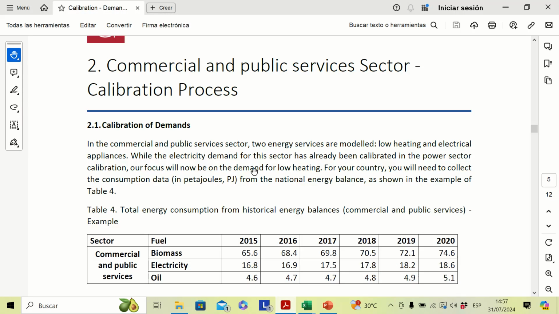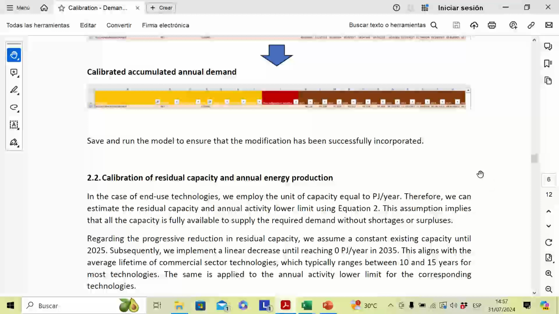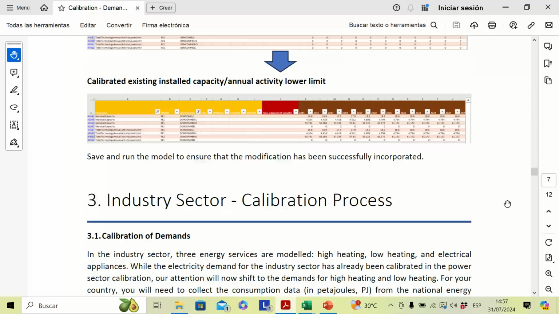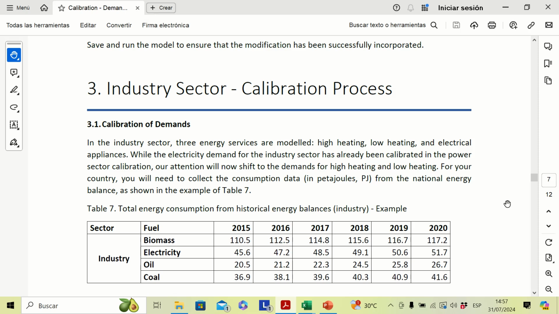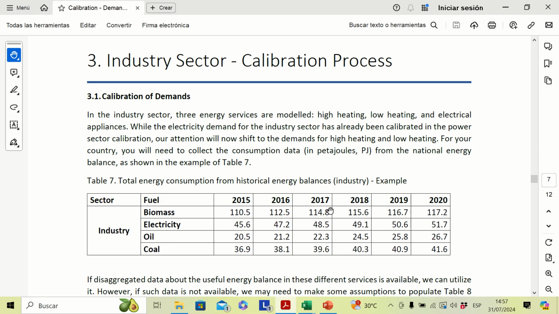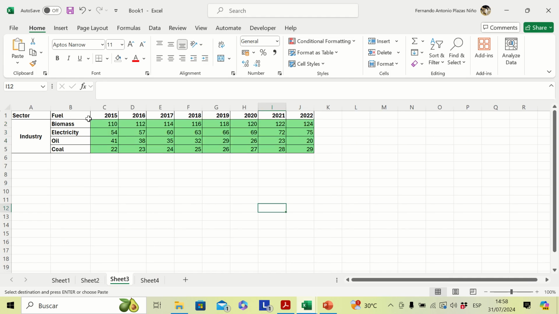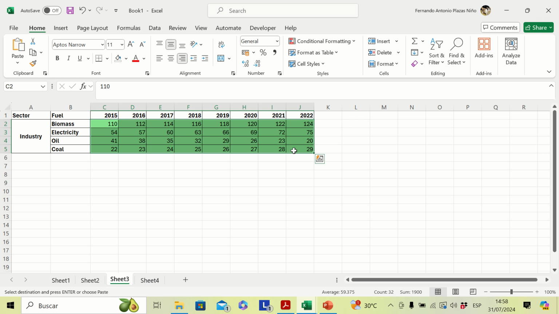As you can see, it's just like an iterative process, because it's essentially the same, and you have the different explanations and more graphical examples here. And in the third part, we have the industry sector, and once again is basically the same. So you have to collect the energy consumptions for the industrial sector from your national energy balance, and it would be like this one. Then you can copy those values just like this, then copy.